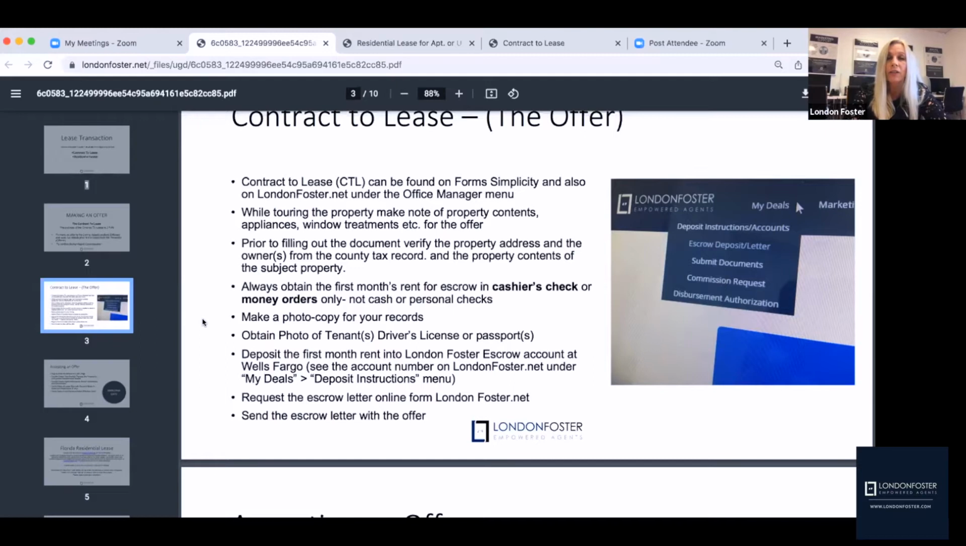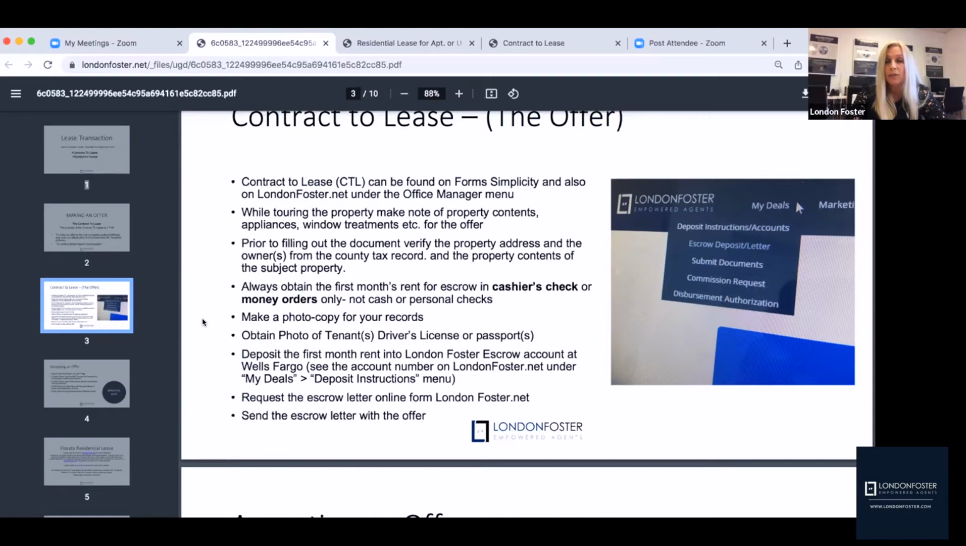And on the drop-down menu, there is a tab where you request the escrow. When the client makes the escrow, you always want to make sure that you get the receipt. They can go to Wells Fargo, which is our bank, and deposit the escrow themselves at the cashier's window. Then they'll get a receipt.